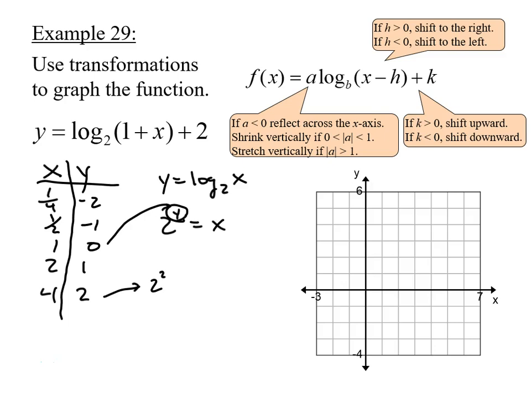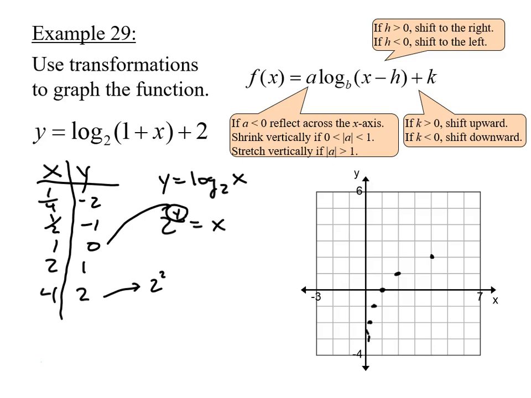So these are the points that I want to graph initially. Then I'm going to do the shift on it after I get those done. So I have 1/4, -2, very close to the y-axis. Then I have 1/2, -1. I have that 0, 1 that I have in all non-shifted exponential graphs. And then I have 2, 1. And then I have 4, 2.